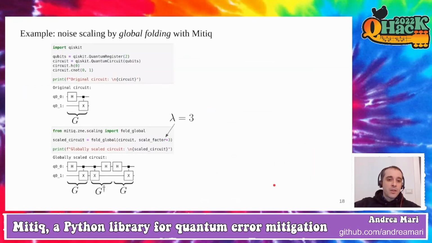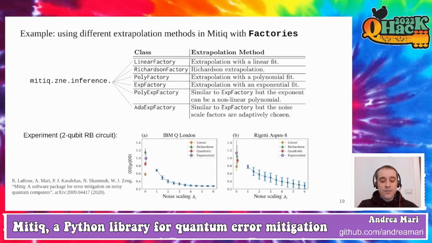And this is just an example of how one could use Mitiq to increase the depth of a circuit. So you get, in this example, a Qiskit circuit, which is composed of two gates, the Hadamard and a control node. And then once you define this circuit, you import from Mitiq a noise scaling function, which is, in this example, fold global. You apply the function to the circuit, and you get a circuit which is in principle equivalent to the original one, but it has a larger amount of gates, and so it is subject to a larger amount of noise. And this is for noise scaling.